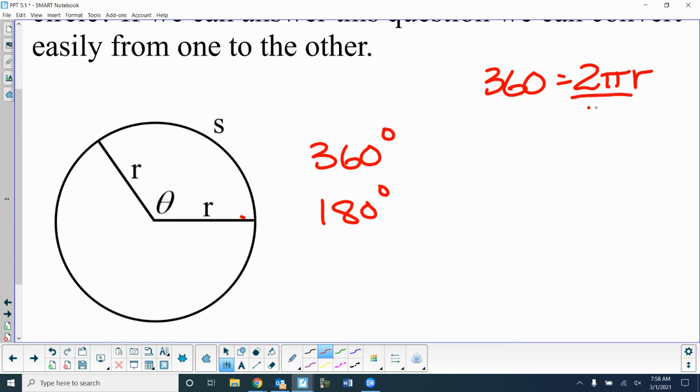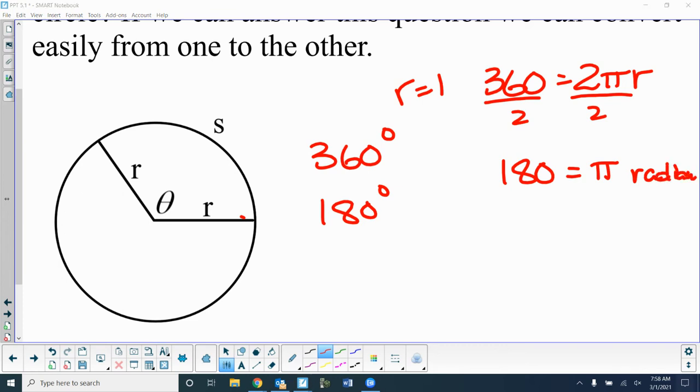So if I divide it by 2, 180 is pi. If I would do a radius of 1, that would just make those equal. Right? If r equals 1, then those are equal. And that's what 180 degrees is. It's pi radians. That was bad.